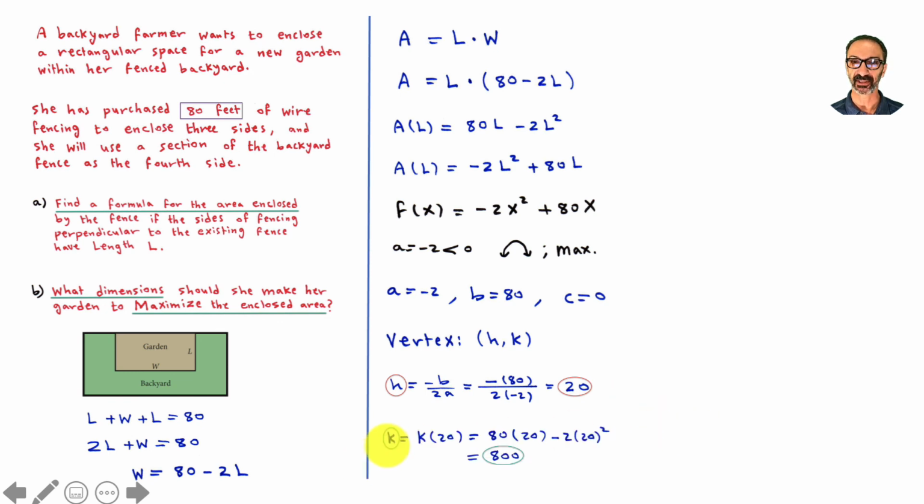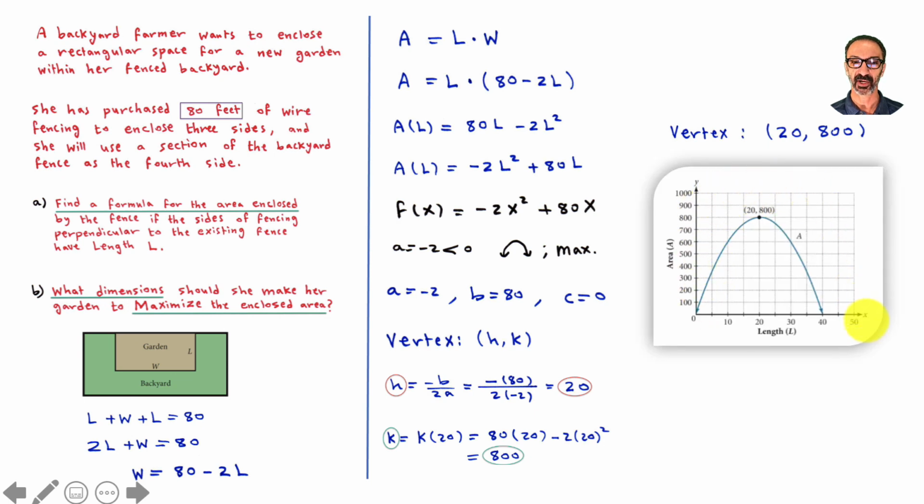To find k, you find the output of h. You plug in 20 in the function. K is f of 20, the output for the input 20. That should be 80 times 20 minus 2 times 20 squared, which is 800. So that's my vertex, 20 and 800.